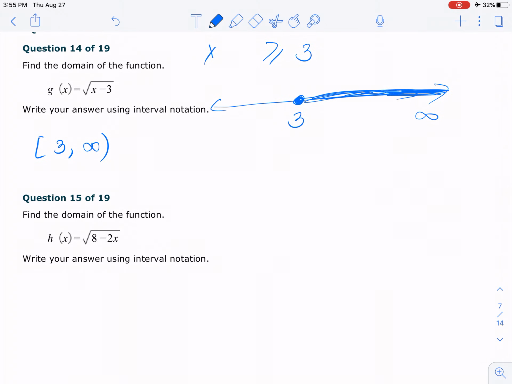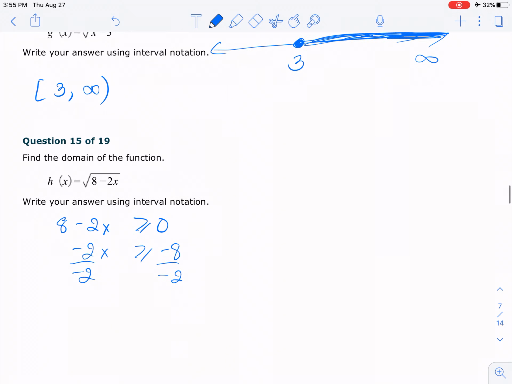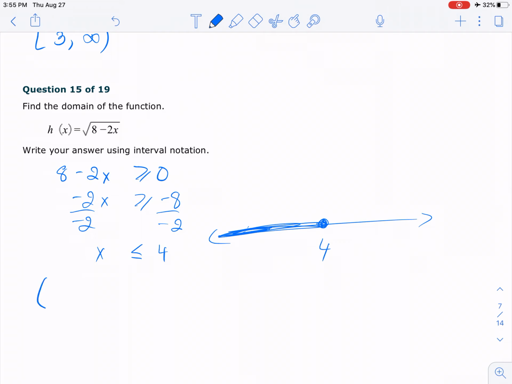Okay, so number 15, exactly the same. I'm going to take 8 minus 2x and put it greater than or equal to 0 and solve for it. Don't forget, when you divide by a negative number, you have to flip the sign. So it's going to be less than or equal to 4. If I graph, I'm going to have 4 here, and then we go this way. So the domain is going to be from negative infinity, and we stop at 4.